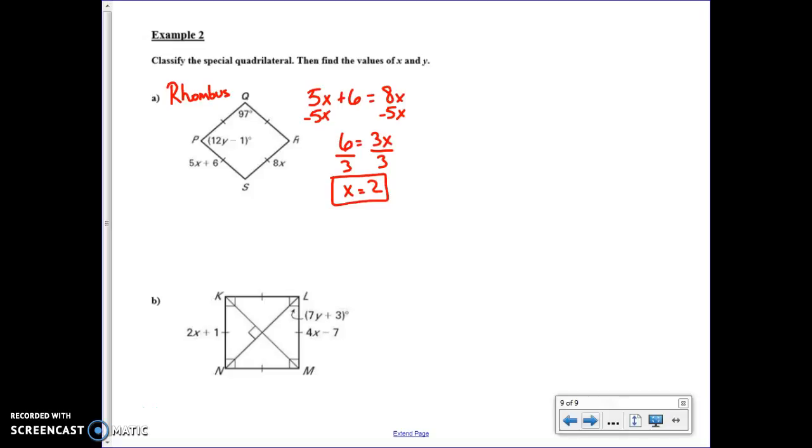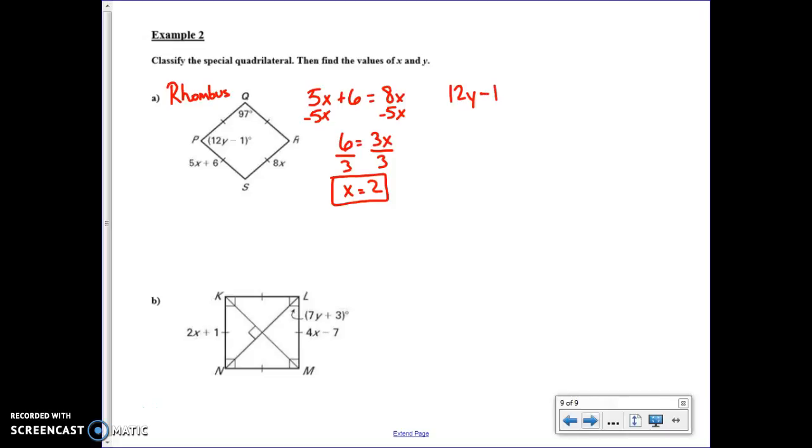Now, to find y is a little more difficult because those aren't across from each other. They're not congruent to each other. They're next to each other, which tells me that they should be supplementary. So we need to add to equal 180. Oh, add to equal 180, not set them equal to each other.